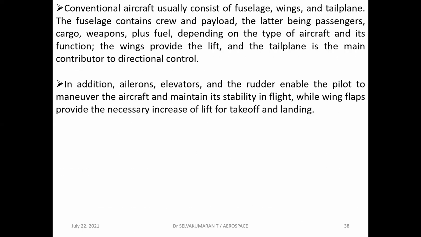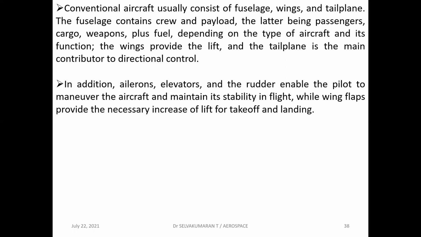Conventional aircraft usually consist of fuselage, wings, and tailplane. The fuselage contains crew and payload, the latter being passengers, cargo, weapons, plus fuel, depending upon the type of aircraft and its function. The wings provide the lift, and the tailplane is the main contributor to directional control.